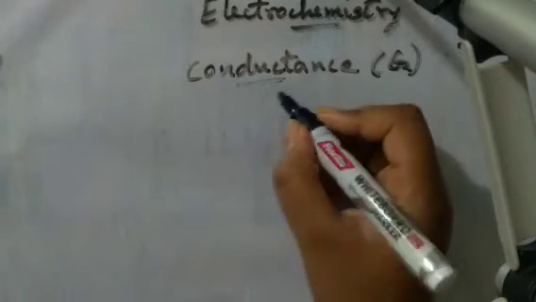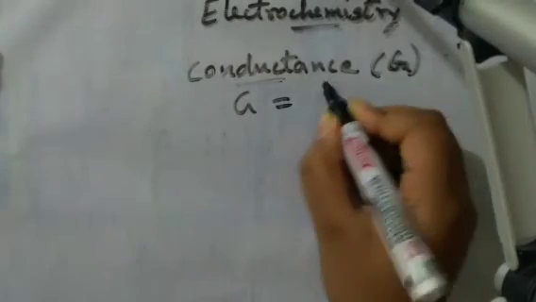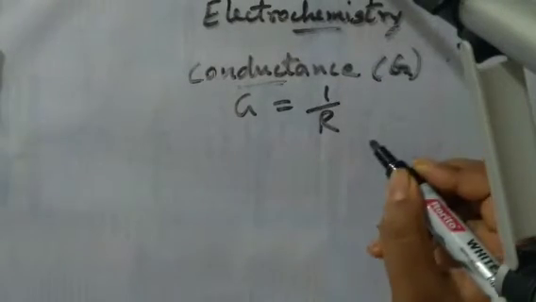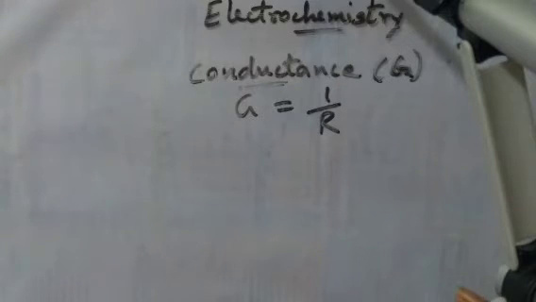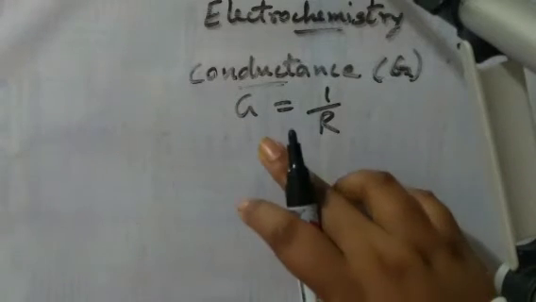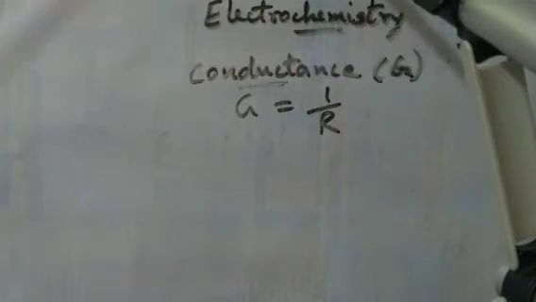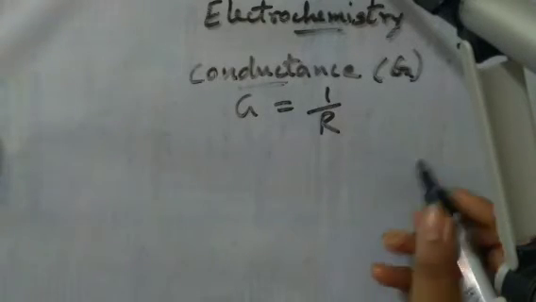It is a measure of the ease with which electricity flows through a conductor, and conductance is the reciprocal of resistance. You all know what resistance is. Resistance resists the flow of current through the conductor or the solution, and conductance is the ease with which electricity flows through the solution or the conductor.